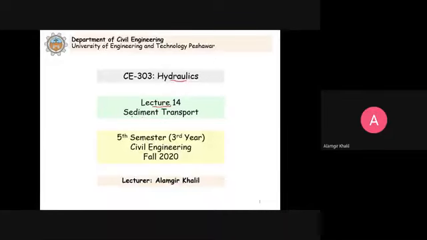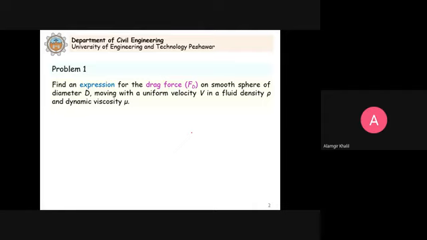And in today's lecture we will start the last chapter of this course, that is sediment transport. So before we start this chapter, what is sediment transport, why is this topic important. So I will continue with the problem that we started using the Buckingham's pi method.